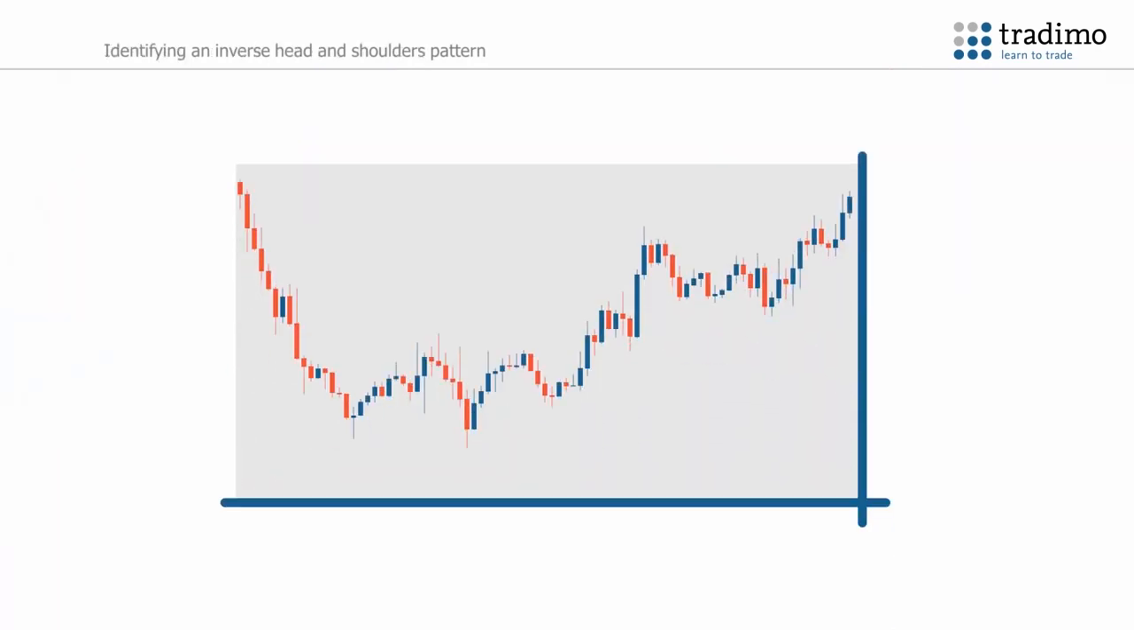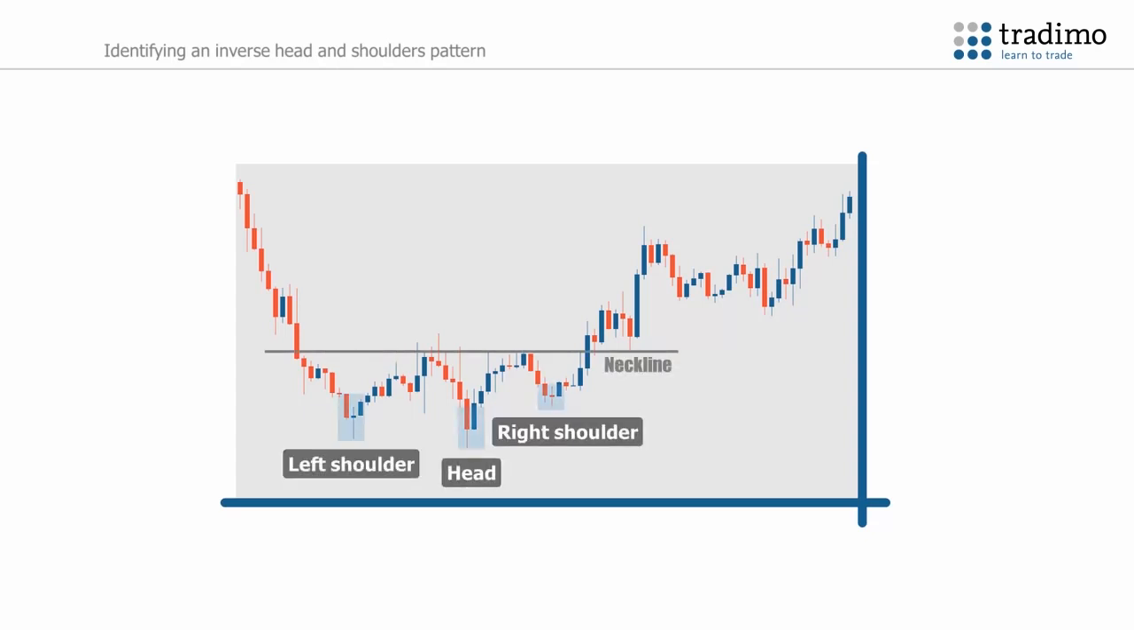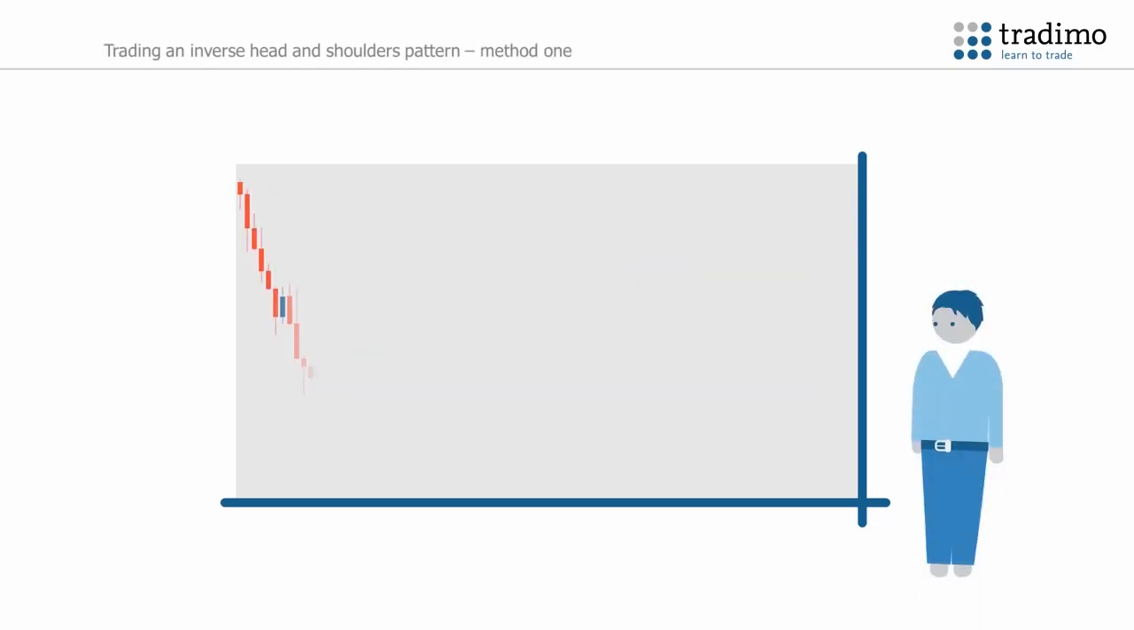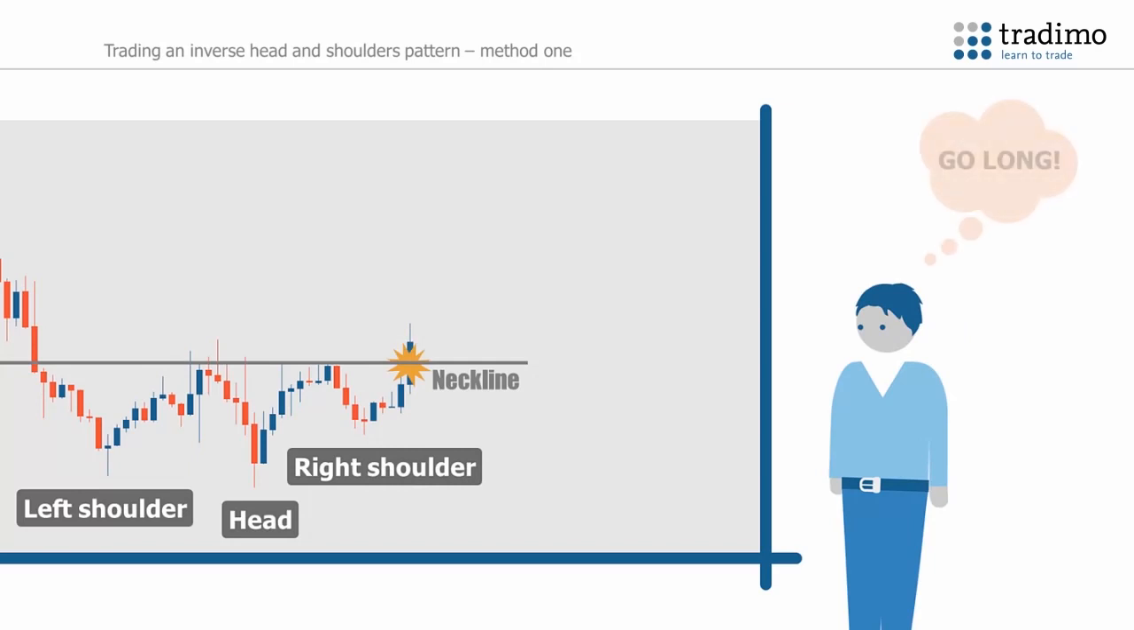As with the head and shoulders top pattern, the inverse head and shoulders is identified by its left shoulder, head, right shoulder and neckline. Due to the pattern being a reversal pattern, you want to look for it after a big down move. Once you have identified a completed pattern with a formed right shoulder and price breaks above the neckline, you can look to go long.